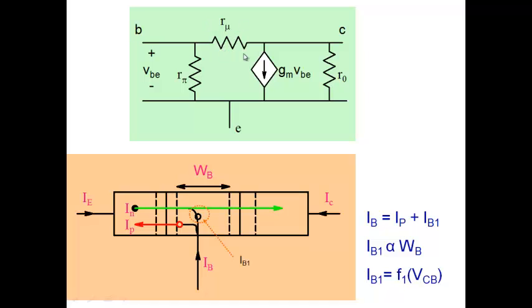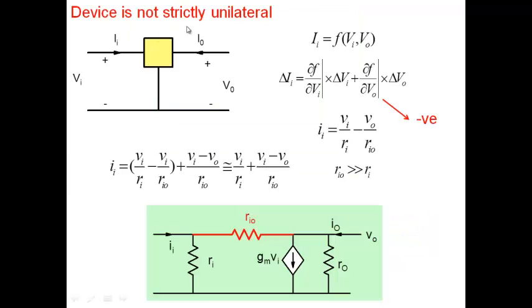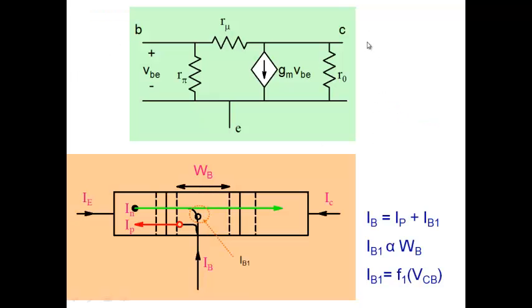The other point is, we said that the device is not strictly unilateral, which means that the input current depends on the output voltage. Where is this dependence coming from? So very quickly, what happens is the following. When we say the device is not unilateral, we say that the base current depends on the collector voltage, right? The base current here does depend on the collector voltage.